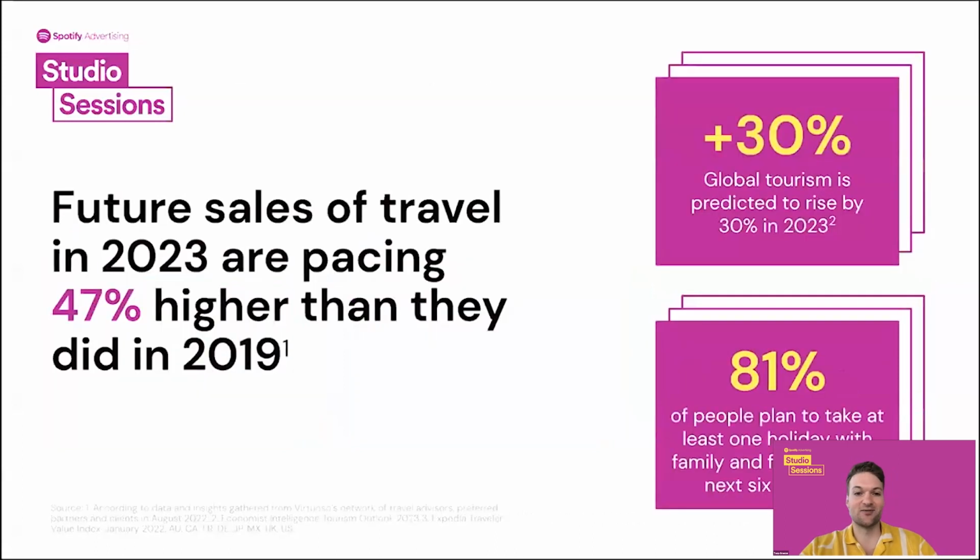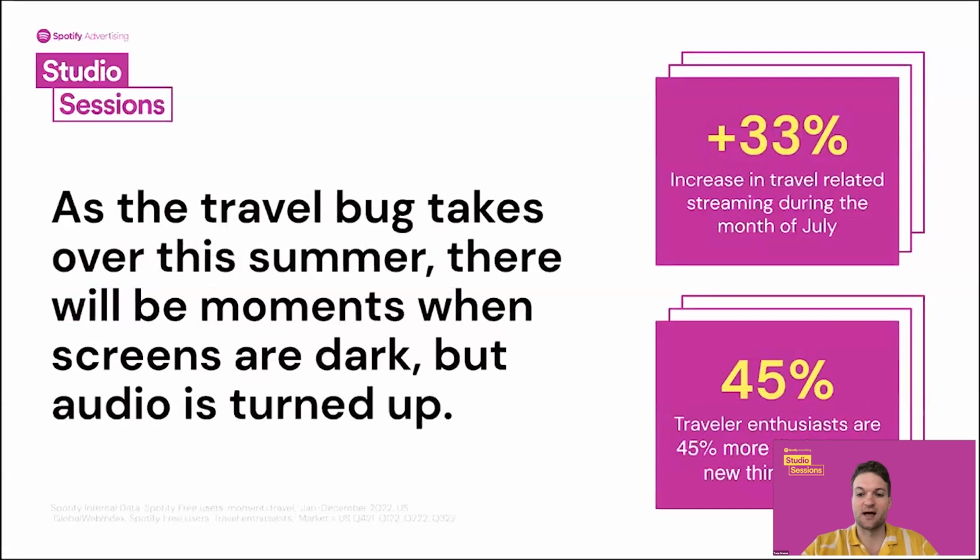Speaking of summer activities, travel, anybody? Data from Virtuoso's network of travel advisors shows sales for travel are about 47% higher than they were in 2019. And the Economist Intelligence tourism outlook projects global travel to increase 30% since last August alone. This means that about 8 in 10 people are planning a trip around the globe in the next 6 months. So we do see the industry trends are pointing to higher travel during the summer months, and we see these trends reflected on Spotify as well.